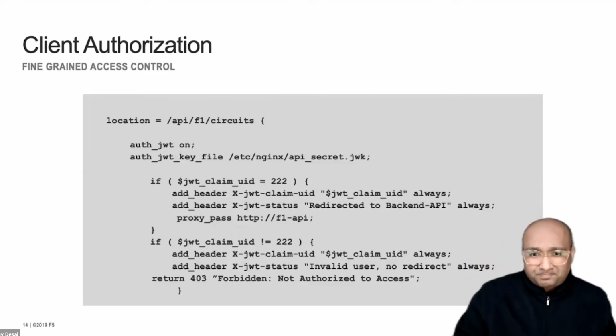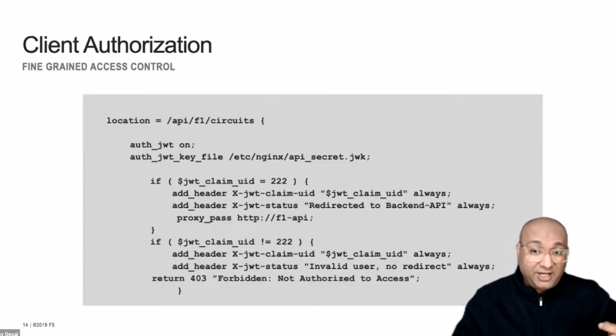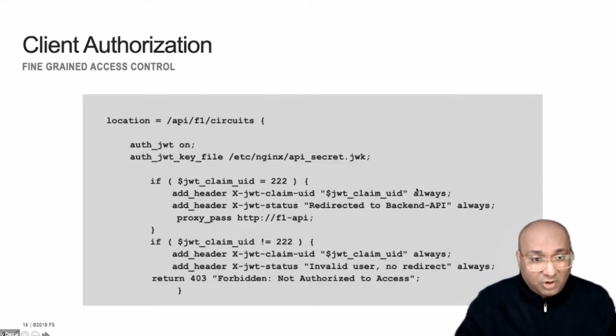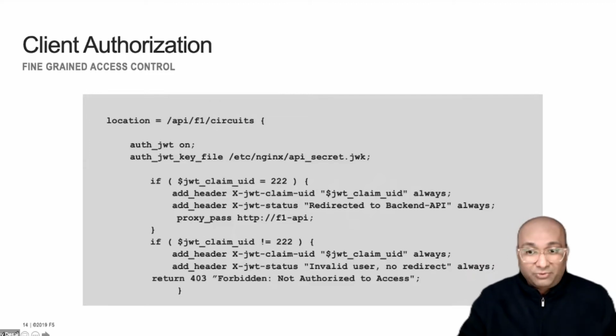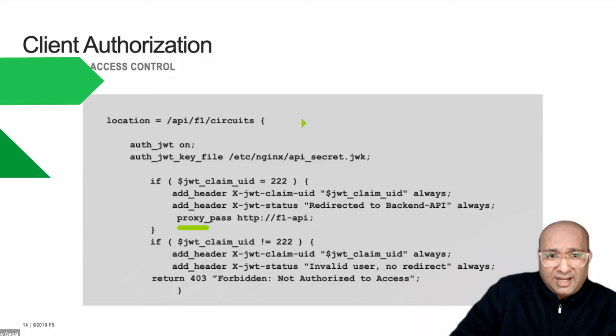The JWT token is going to have a certain value contained within it. NGINX is going to introspect the token data and match it to the UID parameter, as you can see over here. So in the JWT token, which I'm creating, it's got a few parameters. UID is one of those parameters. It's going to look for the value of 222. If the value is a match, the request is proxy passed to the F1 API. And if it's not a match, 403 is returned to the end user.